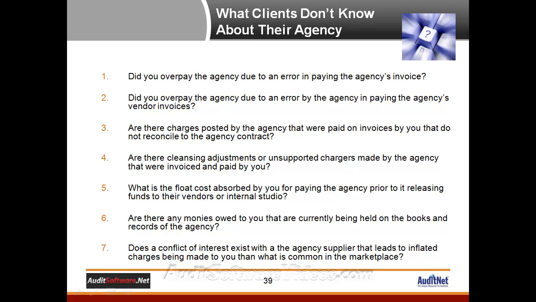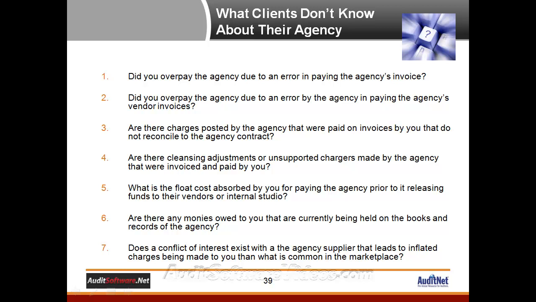Did you overpay the vendor in this case due to an error in paying the vendor's invoices? So did the vendor charge you for things that might be on their books, such as, in this case, an advertising agency will actually charge you for media that they may have bought on your behalf? However, if they mess that up a bit, then you're going to be double paying that as well.